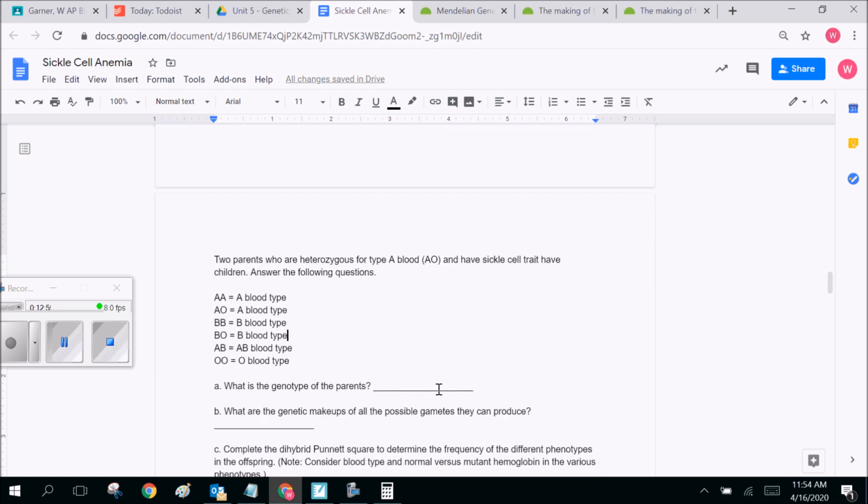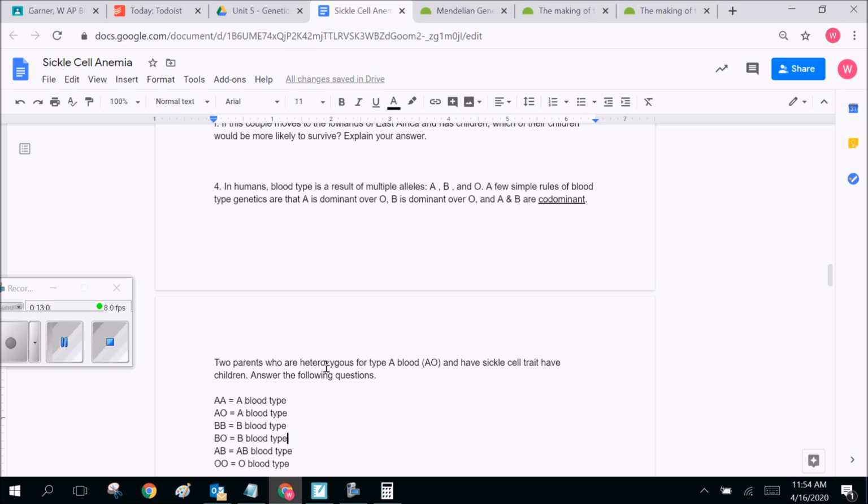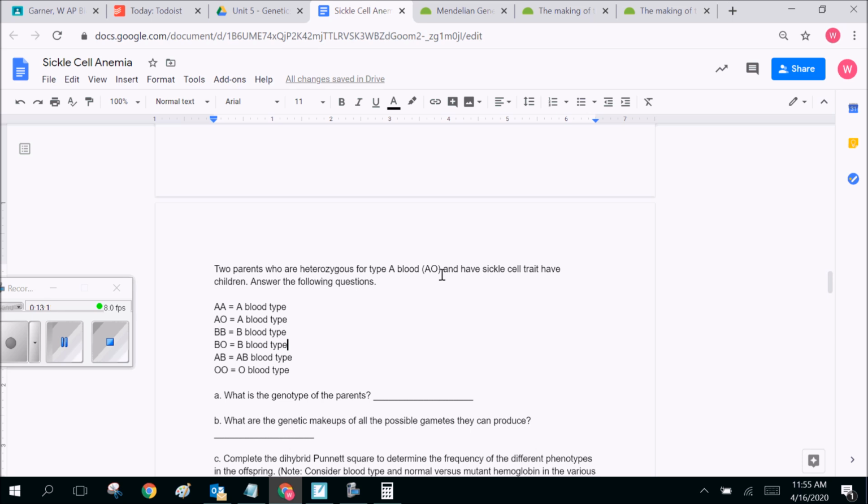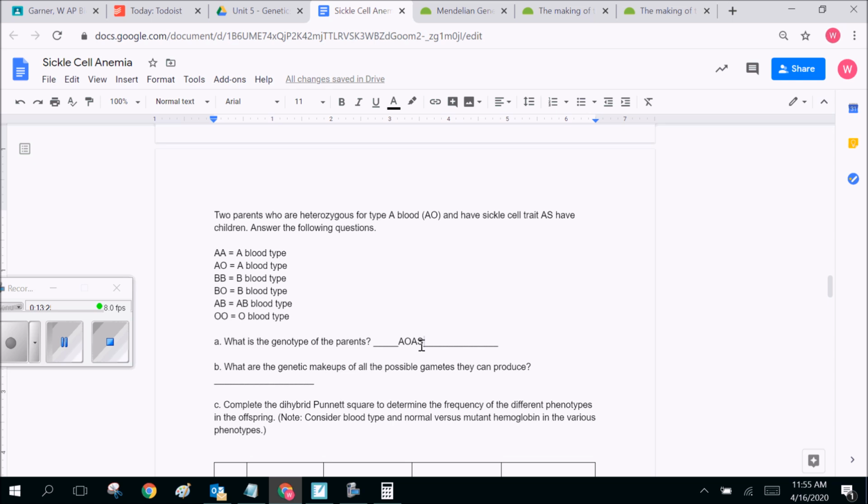So what's the genotype of the parents? Well, it says that the two parents are heterozygous type A blood and have the sickle cell trait and they have kids. So that means that they're heterozygous for A blood, and since they have the trait, they must be AS. So each one of their genotypes is going to be AOAS. Now, it's going to be a bit confusing because the A's might lead you to believe that we're talking about blood type for both. Remember that the second A is talking about the sickle cell, and this first one's talking about blood type. If that confuses you, you can change the letters to make it easier.